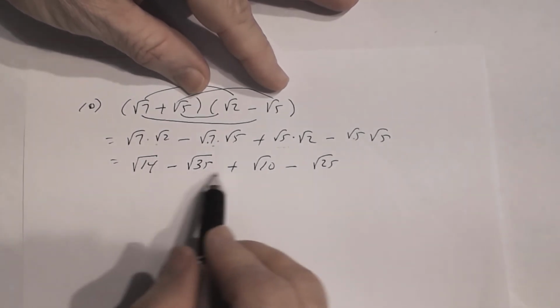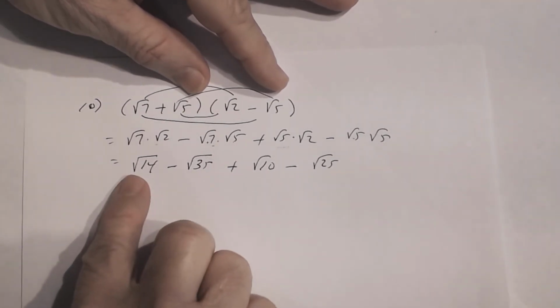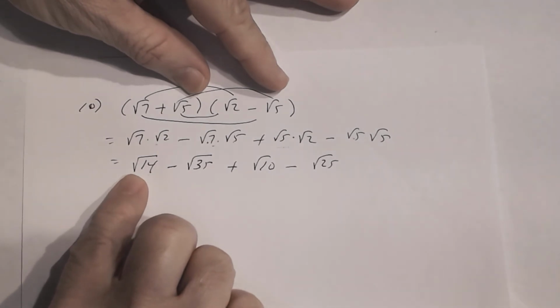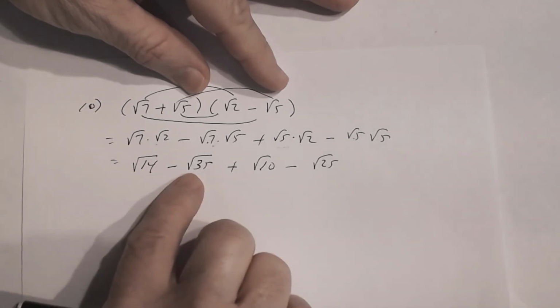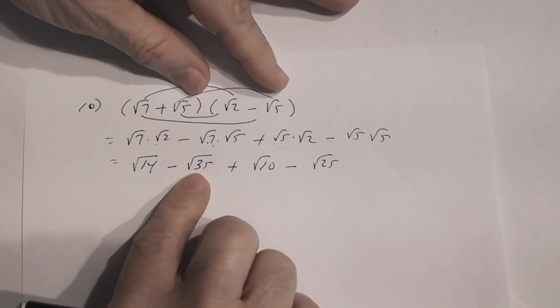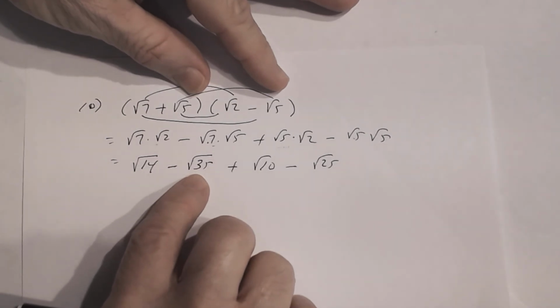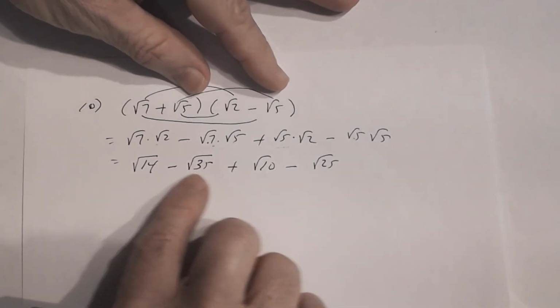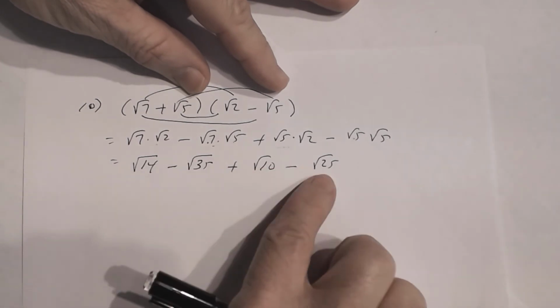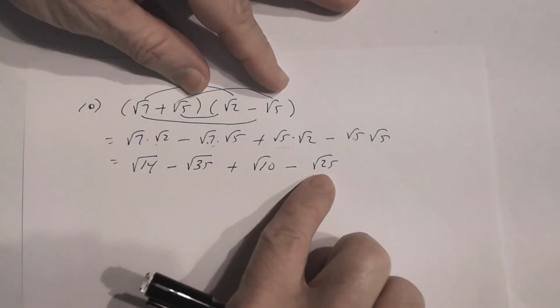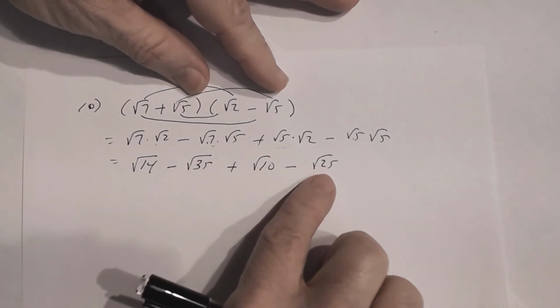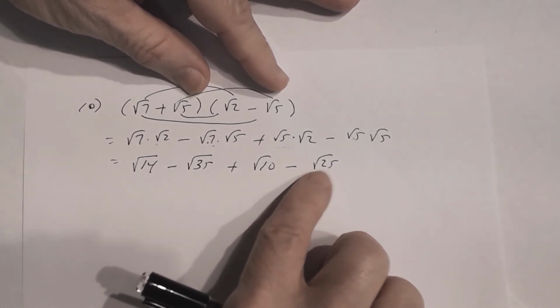Can I simplify any of them? Can I simplify the square root of 14? No. The only perfect square that goes into 14 is 1. Can I simplify the square root of 35? No. The only perfect square that goes into 35 is 1. Same thing here. But can I simplify the square root of 25? Yes. And you want to do it. Don't leave it at square root of 25. You're not going to get full credit, because remember, you've got to simplify. And so that's going to be 5.